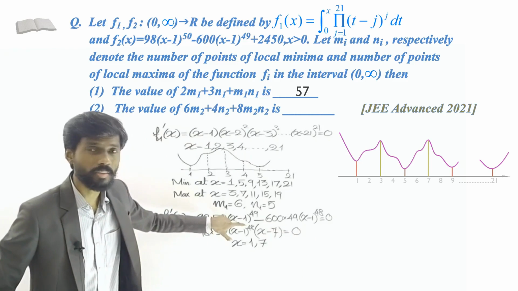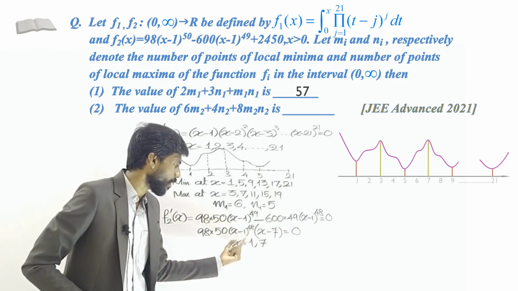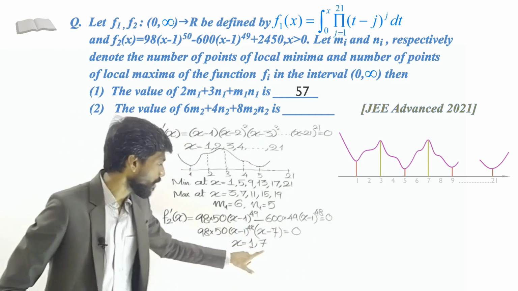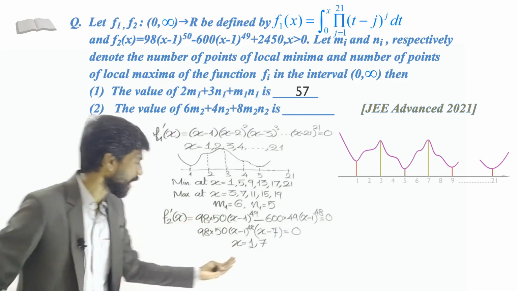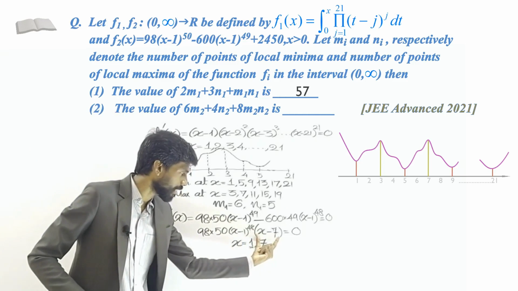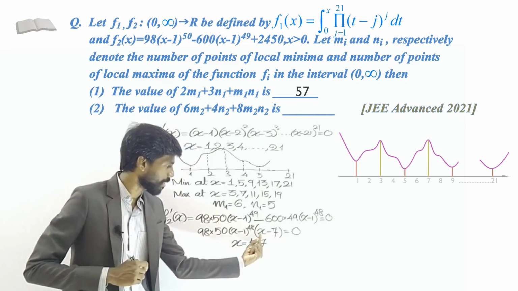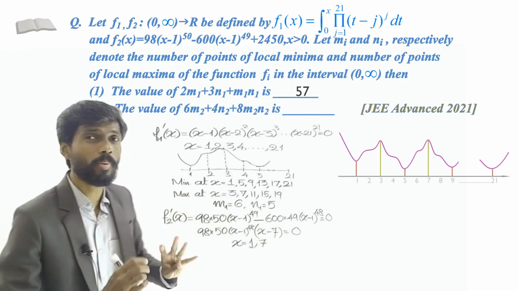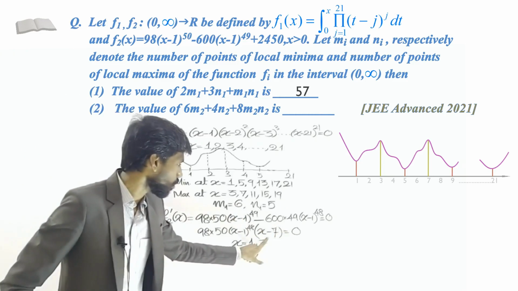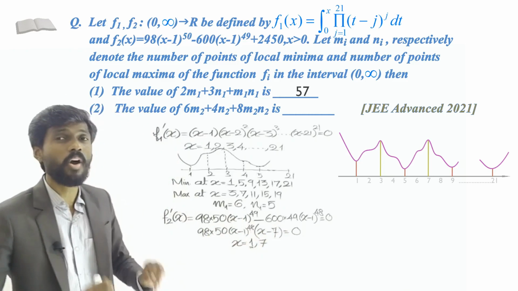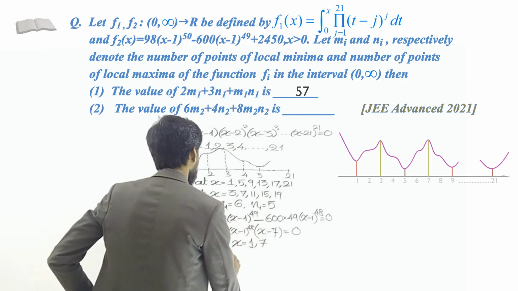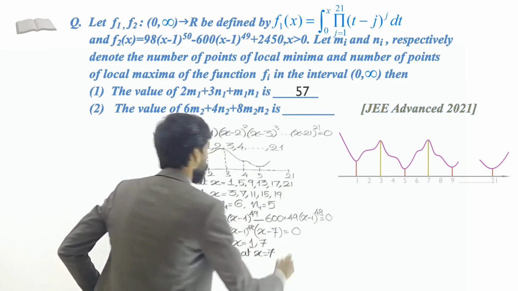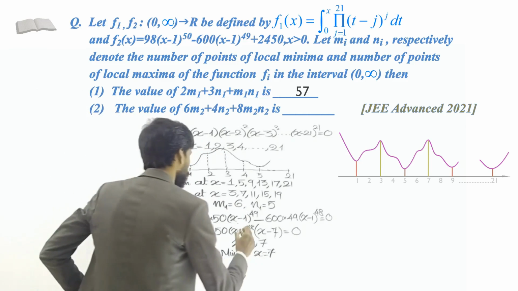See, the power is even. When the power of the factor is even, that point is a point of inflection. So this is the point of inflection. So 7, at 7, is it minimum or maximum? See, take a value less than 7. If you take a value less than 7 and substitute here, it will become negative. And greater than 7, positive. It changes from negative to positive. Negative to positive means it is a point of minimum. So the function attains minimum value at x equal to 7. So 7 is the point of minimum. That means only one point of minimum.